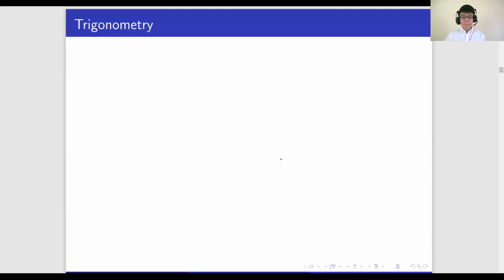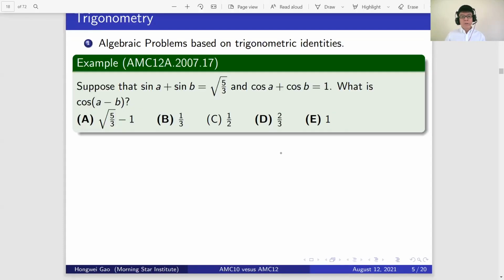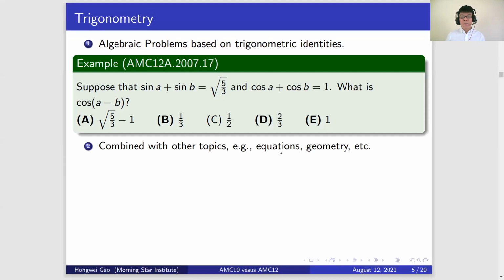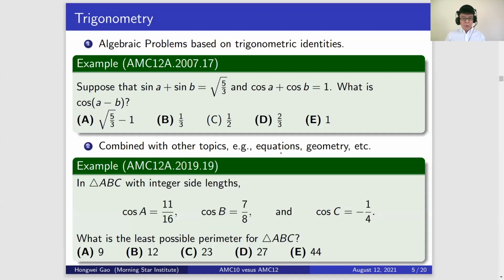It includes many identities. A typical trigonometric question can be a problem based on certain identities. Here's one example based on the difference formula of cosine function. Trigonometry has a wide application in other topics, including equations, geometry, and complex numbers. Let me show you one example on geometry. Now we have a triangle with integer side lengths. The cosine values of all 3 angles are given. The question asks for the smallest parameter.